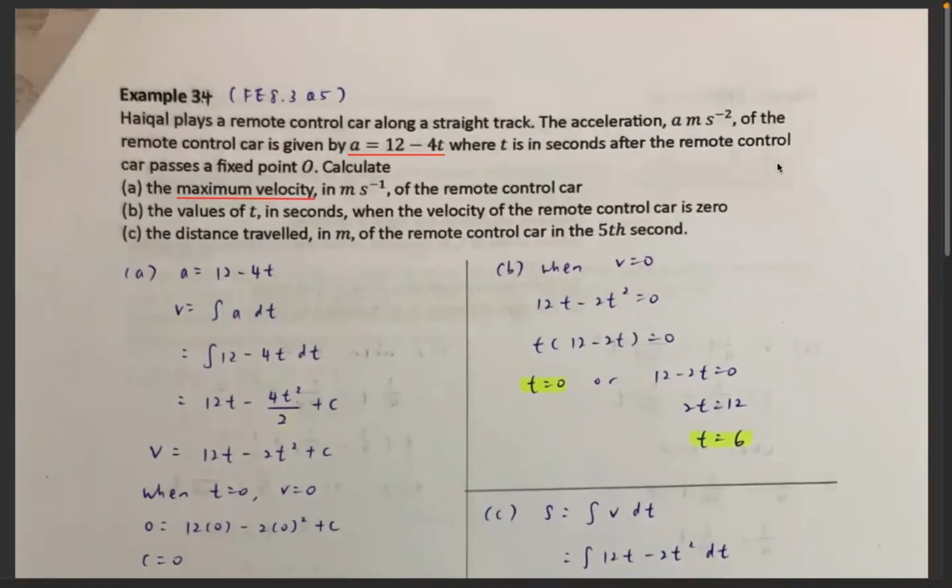Example 34. Haikal placed a remote control car along a straight track. The acceleration of the remote control car is given by a equals 12 minus 4t. Calculate the maximum velocity of the remote control car. So we are given an acceleration function and the question mentions velocity, so let's do integration to find the velocity function. v equals the integral of a dt, so integrate 12 minus 4t dt.